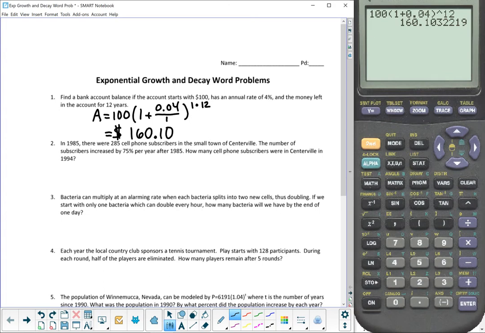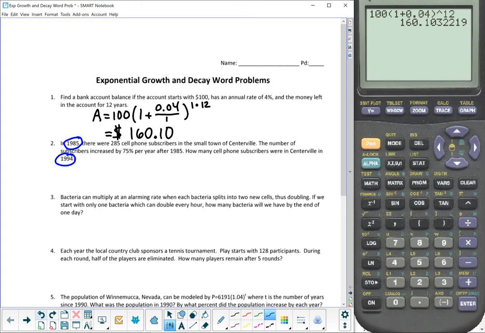All right. So moving on, number two. In 1985, there were 285 cell phone subscribers in the small town of Centerville. The number of subscribers increased by 75% per year after 1985. How many cell phone subscribers were in Centerville in 1994? So a couple things you can do. You can figure out between 1994 and 1985 how many years have passed. You could do a little bit of subtraction there, and you come out to be 9 years.